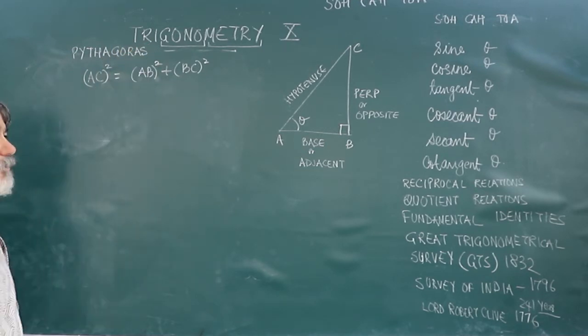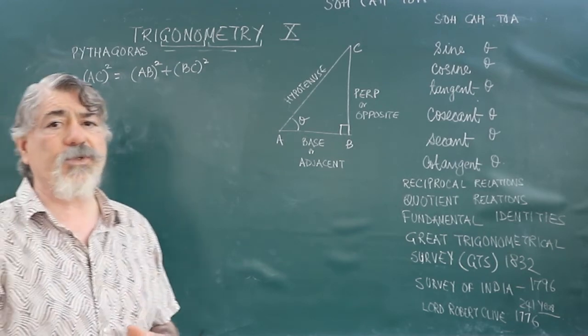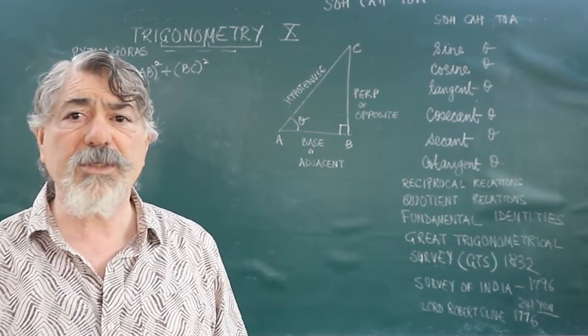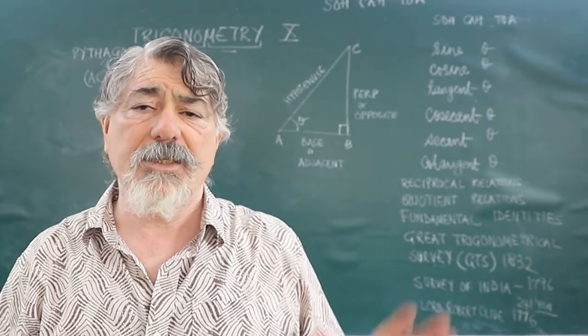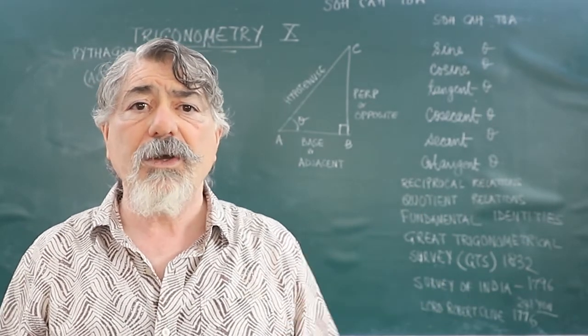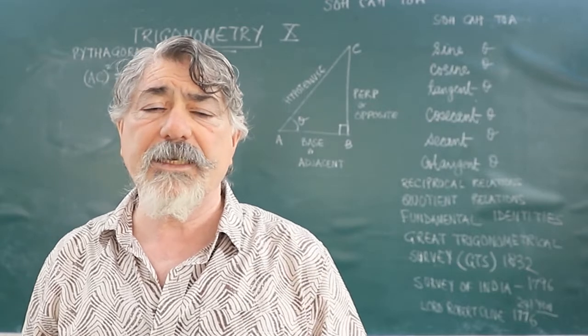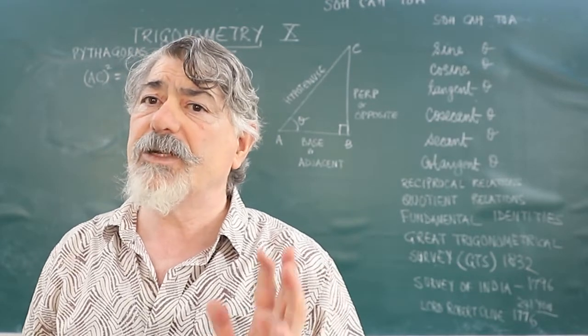This is Pythagoras theorem. In a right angle triangle, the square described on the hypotenuse is equal to the sum of the squares described on the remaining two sides. So this is Pythagoras theorem. Now, I'll tell you what basically I'm going to do so that you understand what I'm doing.